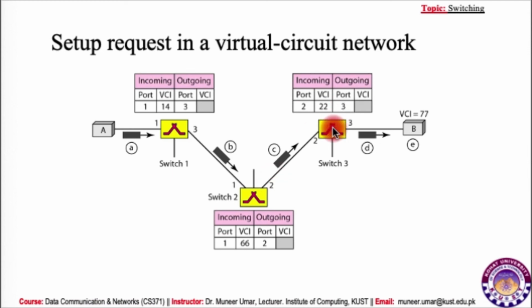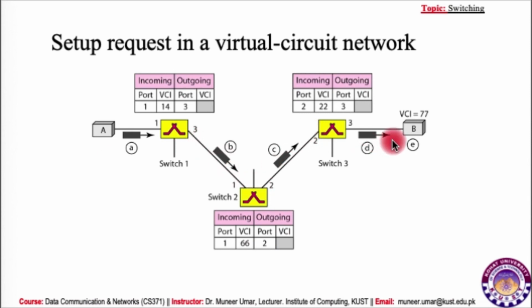At switch 3, the setup request frame arrives, and again 3 columns are completed: incoming port, incoming VCI, and outgoing port. So next time these 3 columns will be used for communication.